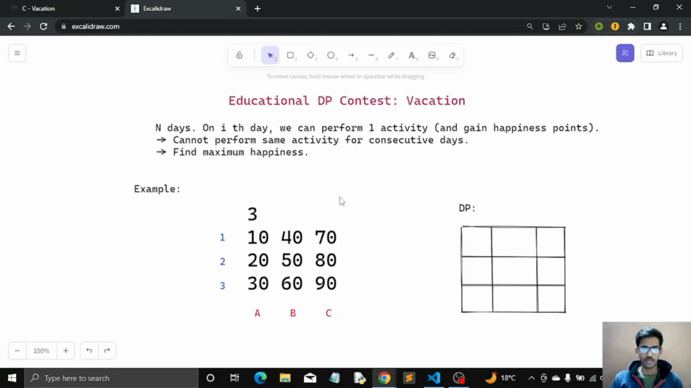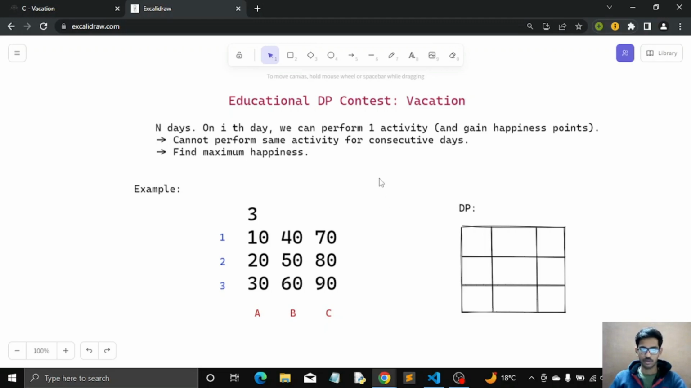To solve this problem, we will be using the tabulation approach. For that, we will initialize our DP table, which will be of the same size as our input. In our input, we are given 3 days and there are 3 activities, so our DP table will also be of size 3 cross 3. Now we will start filling our DP table. Firstly, the first row of our DP table will be the same as the input for the first day.